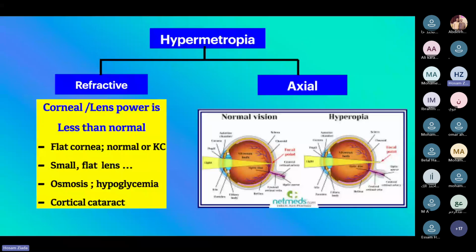So you will find that when you look at patients' glasses, look through the lens: if the object looks smaller, it is a concave lens. If the object looks bigger, it is a convex lens.